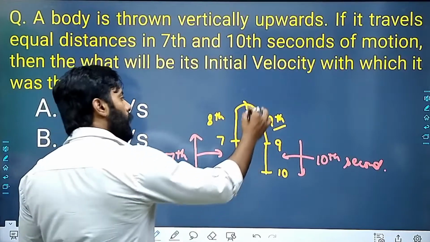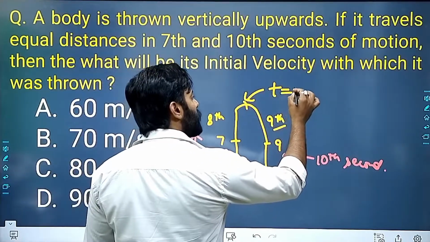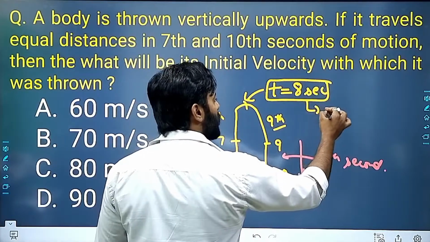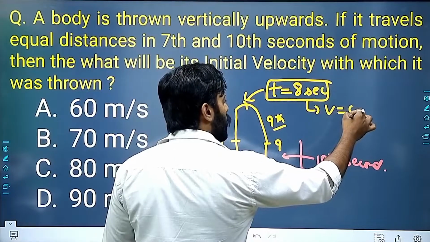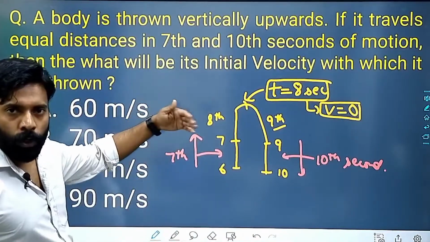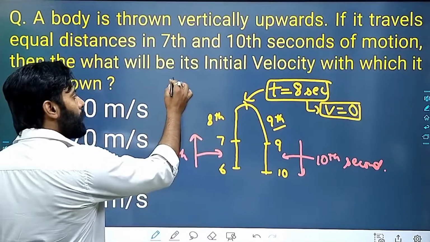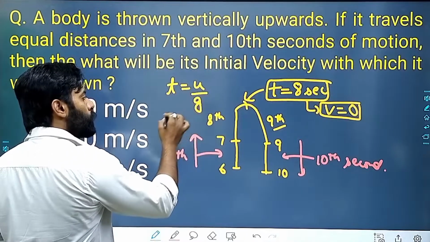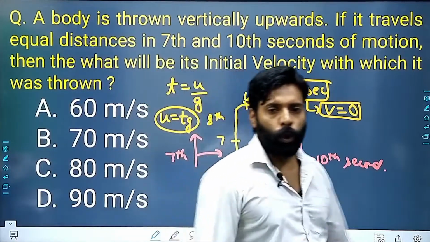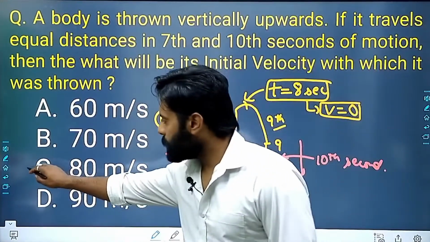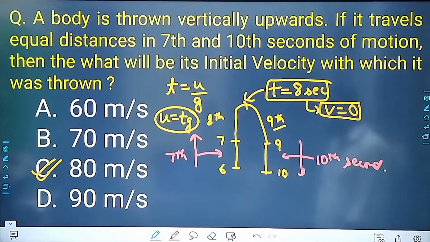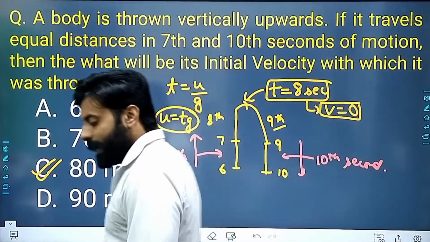So I know that at time t equals 8 seconds, the ball is reaching its maximum height, and at that maximum height the velocity will be 0, right? So the time to get to the maximum height is given by the formula t = u/g. So from here I can easily get the velocity, u = tg. So the initial velocity will be 80 meter per second, right?